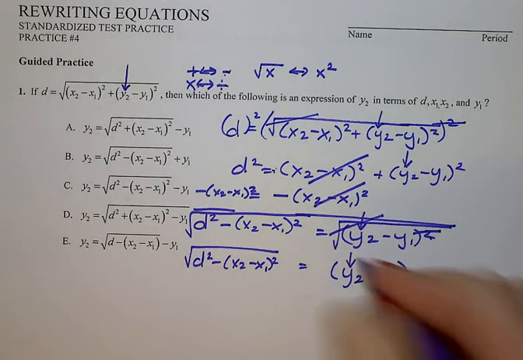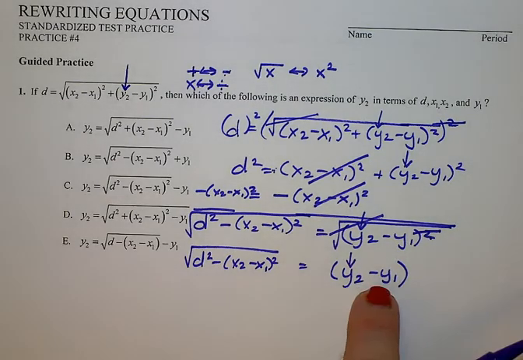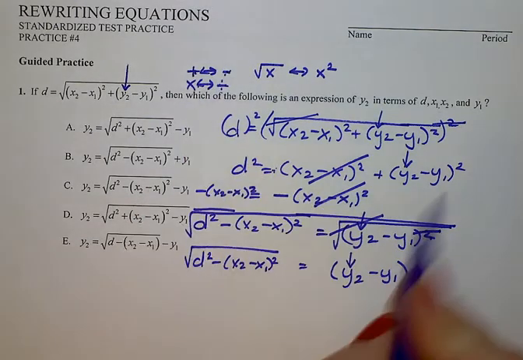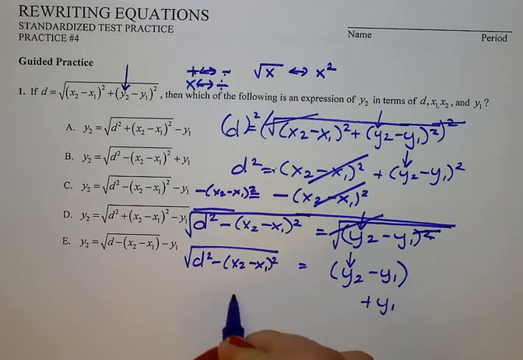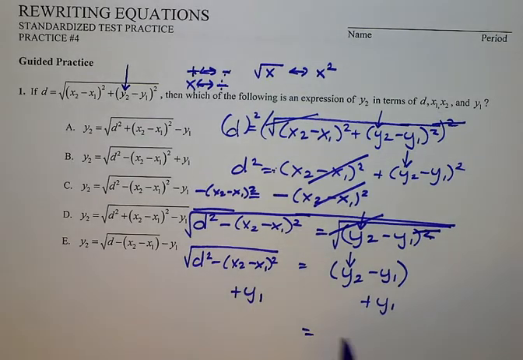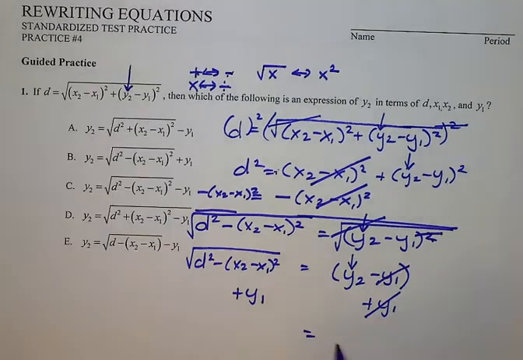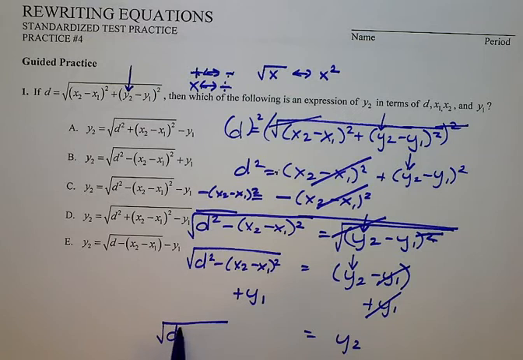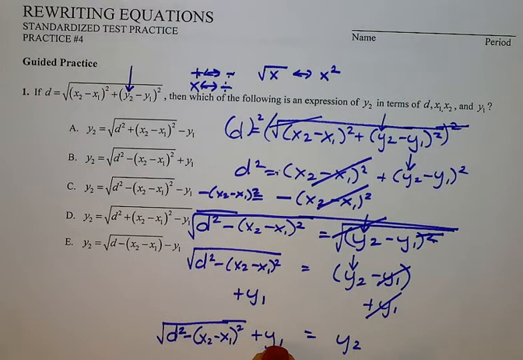Last step, to isolate the y sub 2, you need to get rid of y sub 1. It's being subtracted. Opposite of subtracting is adding. Y sub 1's cancel. And now I'm going to write in a row y sub 2 is equal to the quantity d squared minus x sub 2 minus x sub 1 quantity squared, plus y sub 1. Notice this is not underneath the radical symbol. It's behind.